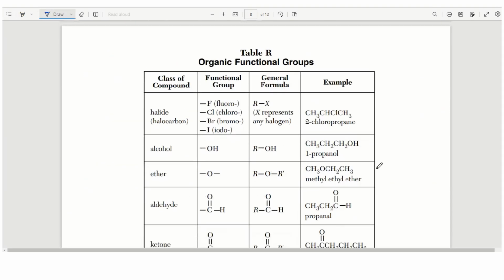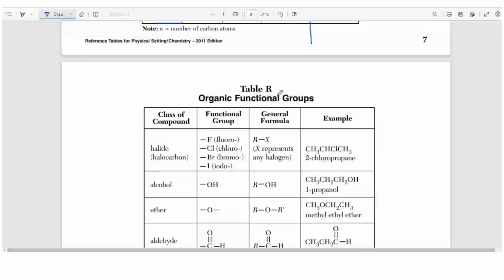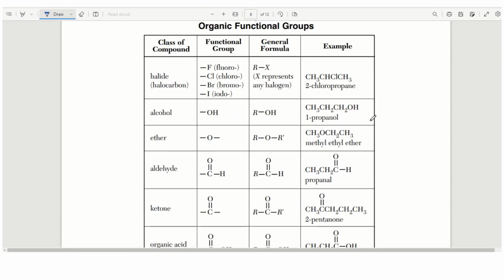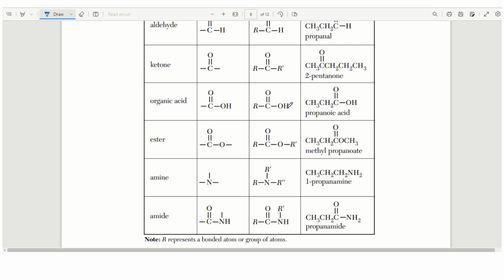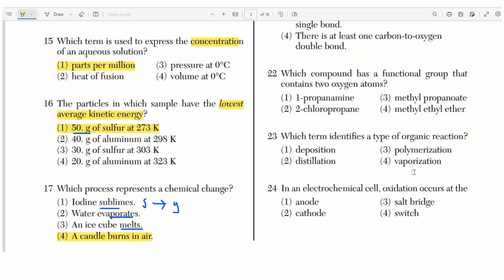And which compound has a functional group that contains two oxygen atoms? This is the very next table where we have organic functional groups, Table R. Let's scroll down and see we have two options where there are two oxygen atoms. We have organic acids and we have esters. So it ends in something-enoic acid, or something with a yl and then an -oate. So what are our options here? Oh, right here, methyl propanoate.